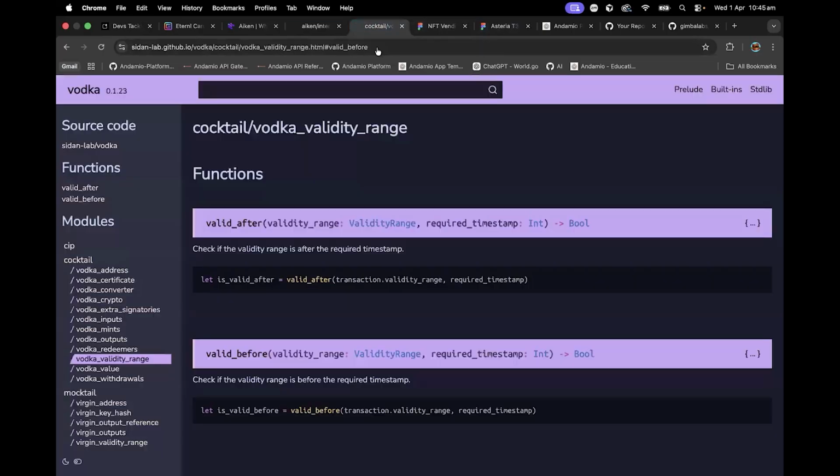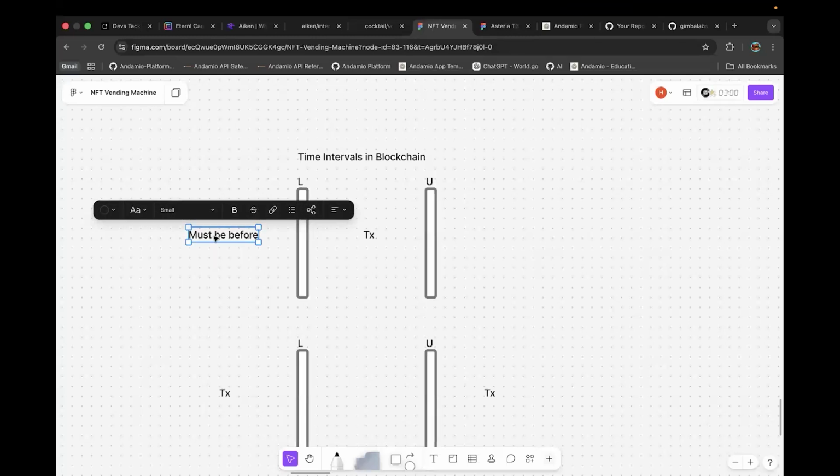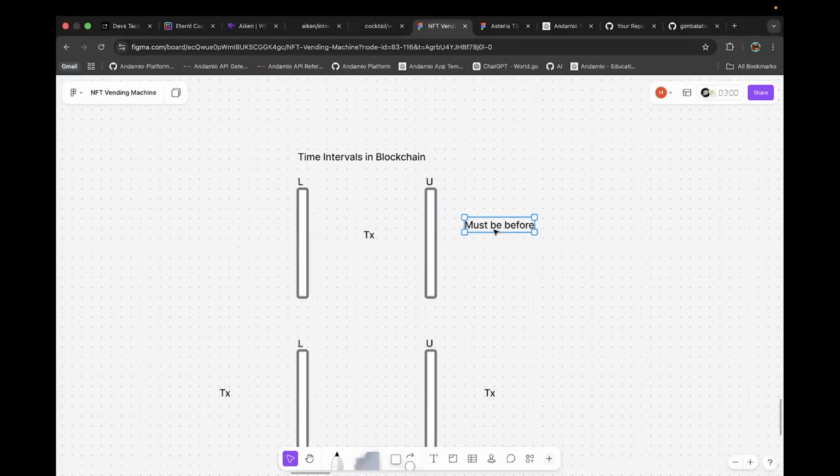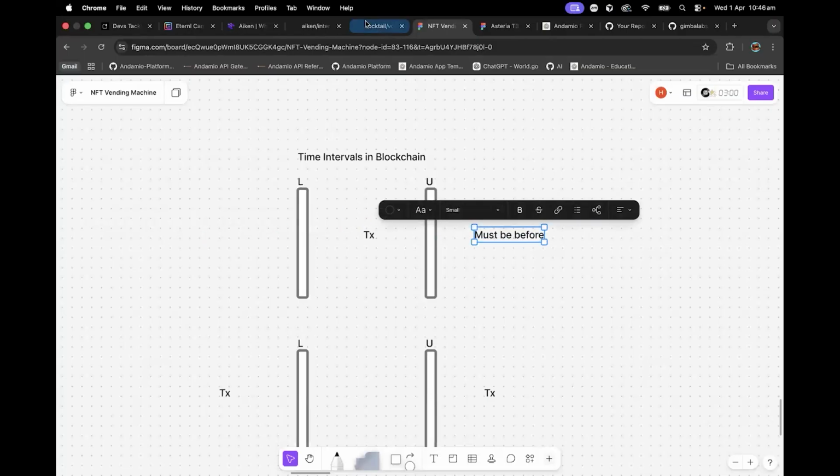If we go back here, must be before or valid before checks if the validity range is before the required timestamp. So valid before means the timestamp is here. What do you think, Gideon? Yeah, I think it's before. Before means behind, yeah.